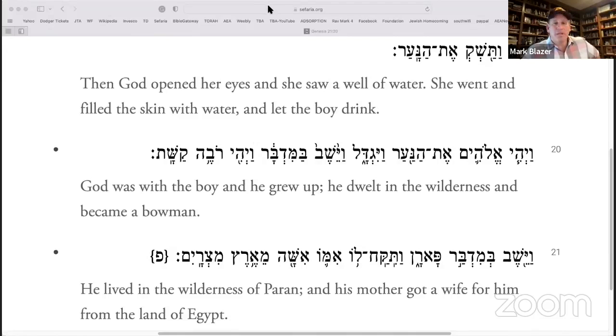I will tell you that, again, this is all from the portion Vayera. This is a portion that we traditionally read at Rosh Hashanah. We read the second part of the story, which deals with the binding of Isaac. Most Reform congregations read that story.